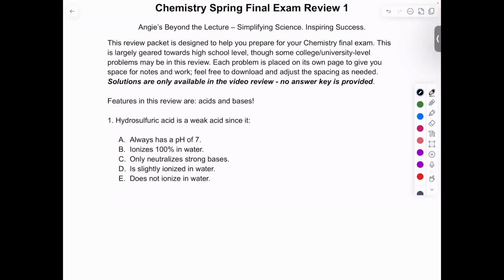Anyway, looking at option A, always has a pH of 7. What do we know about a pH of 7? That's actually a neutral solution. It's neither acidic nor basic, so we can rule that out.